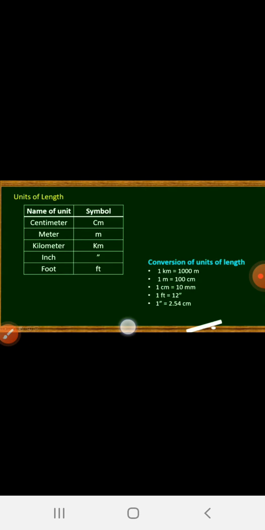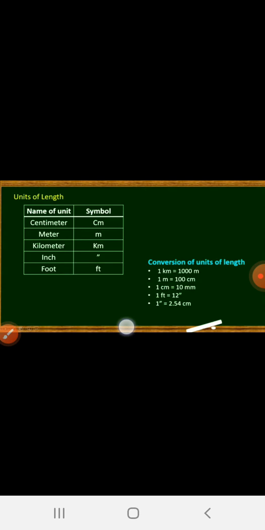And you also know, you have done in mathematics also, conversion of units. Now 1 meter, as you all know, is equal to 100 centimeter. 1 kilometer is equal to 1000 meter.